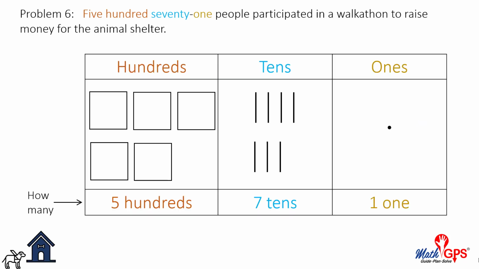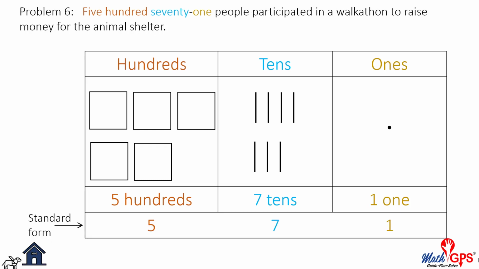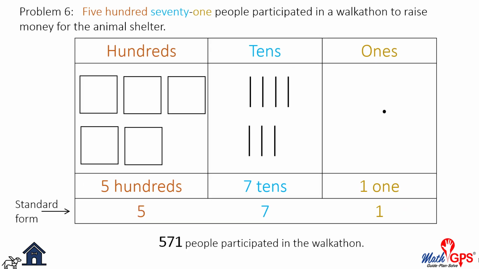The place value chart is used to model numbers pictorially and write numbers using digits. Each column in the place value chart shows how many hundreds, tens, and ones are needed to represent the walkathon participants. There are 5 of the hundreds, 7 tens, and 1 one. We use only the digits 5, 7, and 1 to compose and write the number 571 in standard form. 571 people participated in the walkathon.